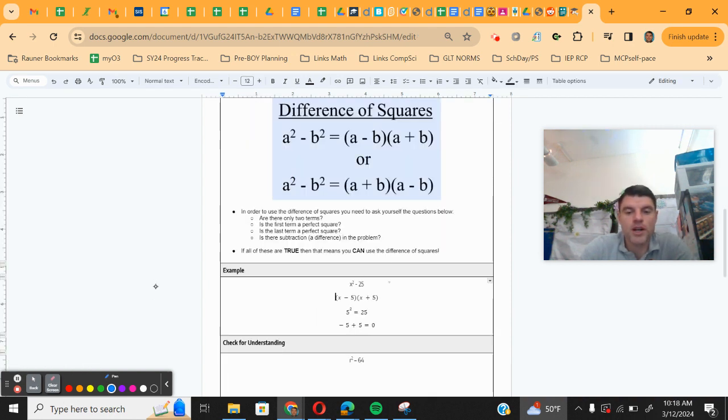For difference of squares, you're going to have two solutions, but you're not going to have a b term. So here we only have a and c. And this is our perfect square. Okay, and it has to have subtraction in front of it because that's what difference of squares means. It needs to have a perfect square and you have to have subtract.